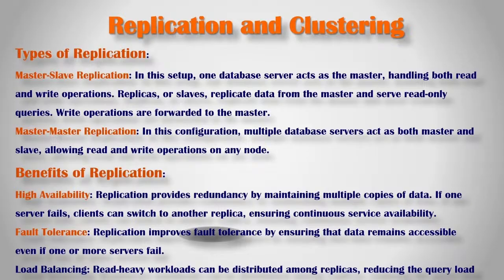High availability. Replication provides redundancy by maintaining multiple copies of data. If one server fails, clients can switch to another replica, ensuring continuous service availability. Fault tolerance. Replication improves fault tolerance by ensuring that data remains accessible even if one or more servers fail. Load balancing. Read-heavy workloads can be distributed among replicas, reducing the query load.